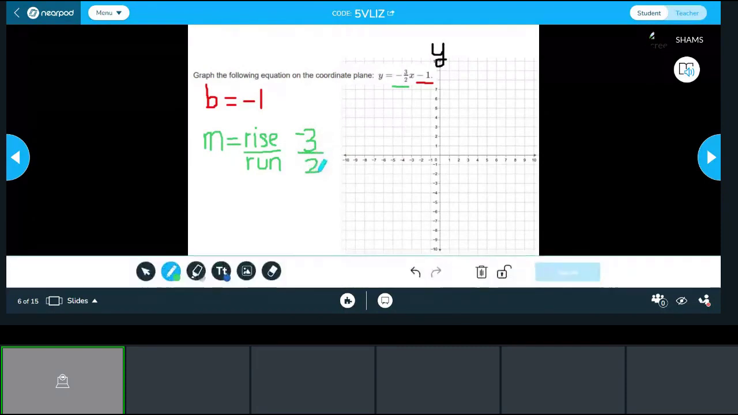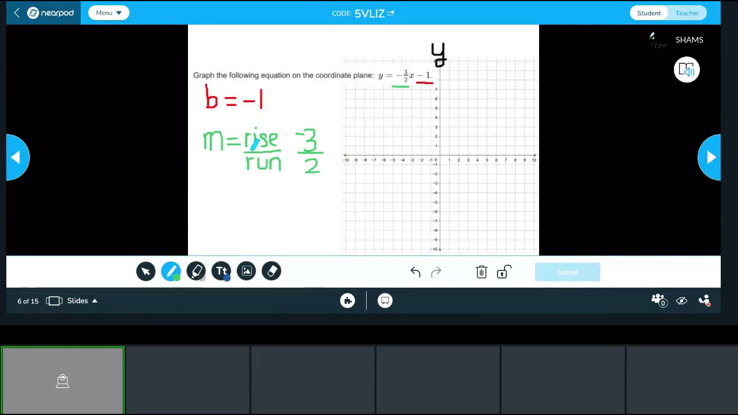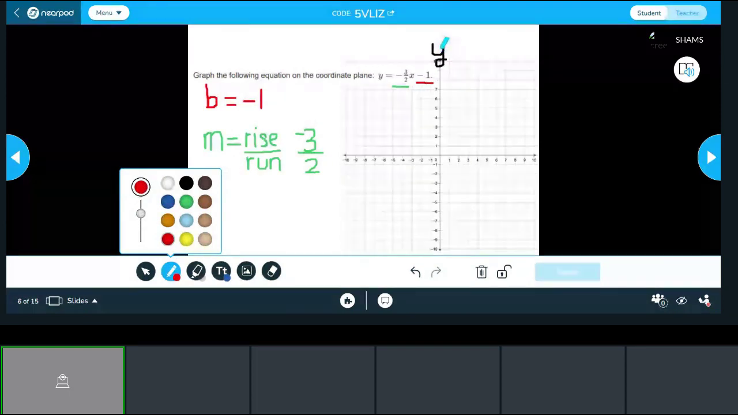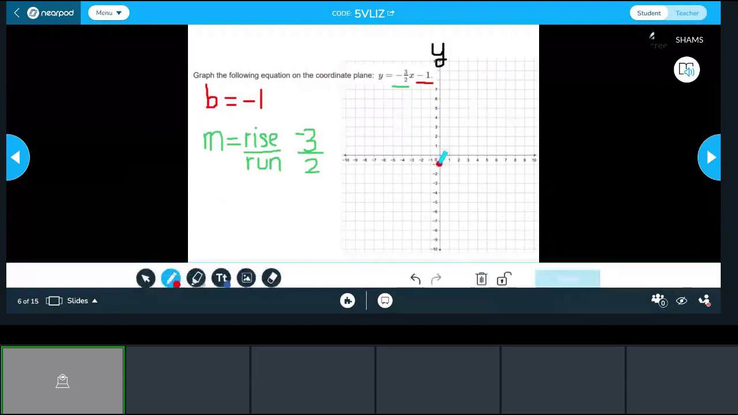Okay. I know that B is -1. B tells you where the graph has to start. I'm gonna go grab my red pen. I'm gonna graph y-intercept B -1. I go to the y-axis, I will go to -1. This is 1. This is 0. Here we have -1. This is where B is. Now on my graph, I have got my first point.